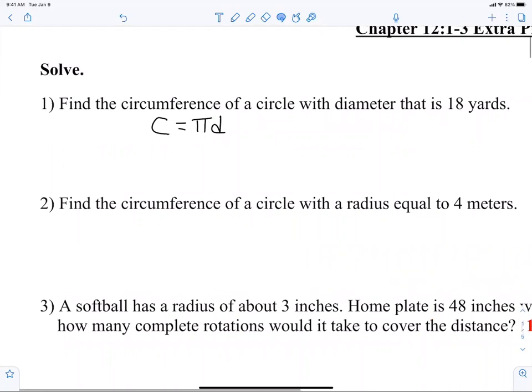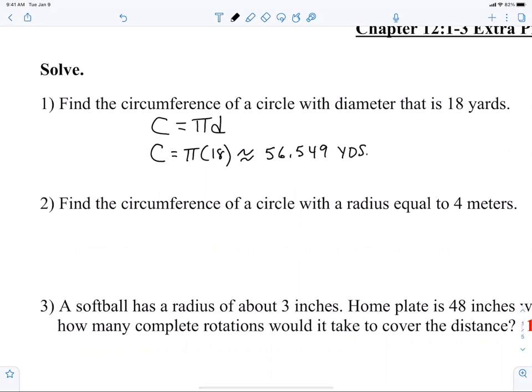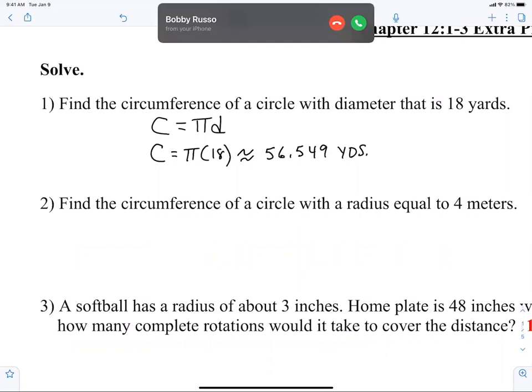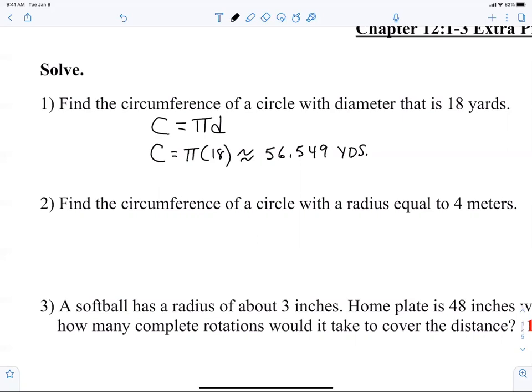Then the diameter they're telling us is 18, right? So that is not difficult. So everybody's doing pi times 18. And then we're going to 3 decimal places, remember. 56.549 yards. Anybody else with 56.549 yards? Anybody else have any trouble with that?